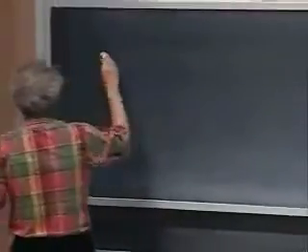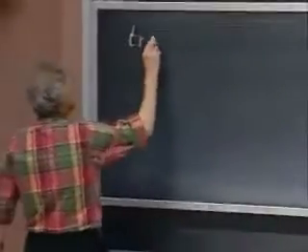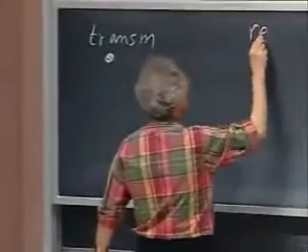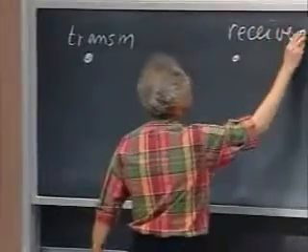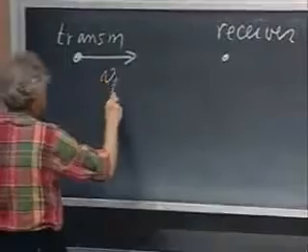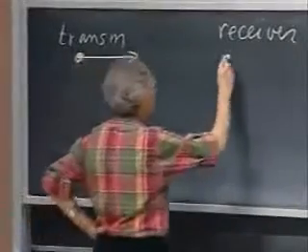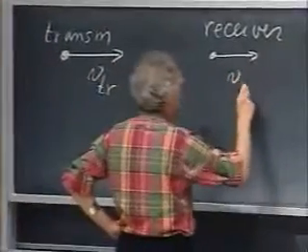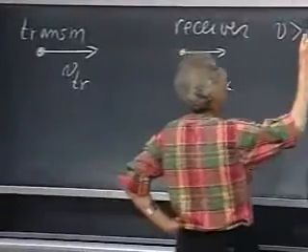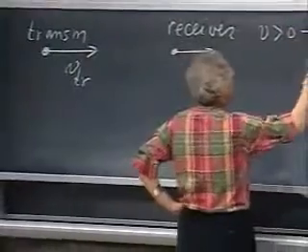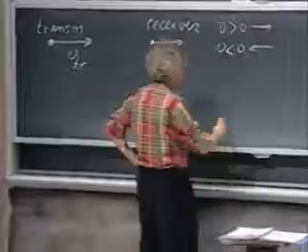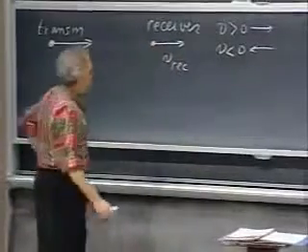Let this be the transmitter of sound, and this is the receiver of sound. Could be you, your ears. And suppose this is the velocity of the transmitter, and this is the velocity of the receiver. And v should be larger than 0 if the velocity is in this direction, and in the equations that follow, smaller than 0 if it is in this direction.